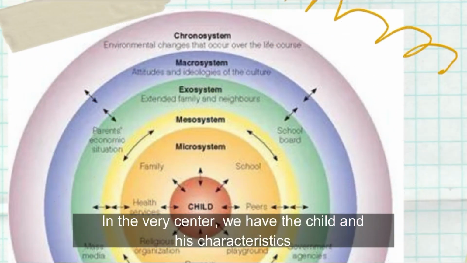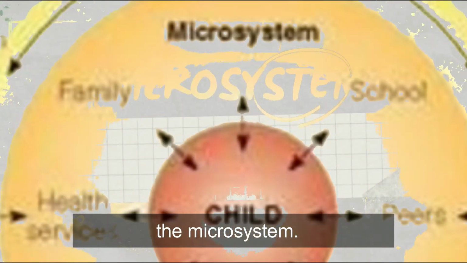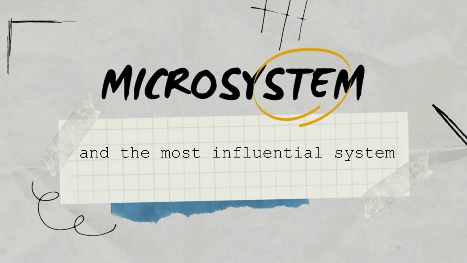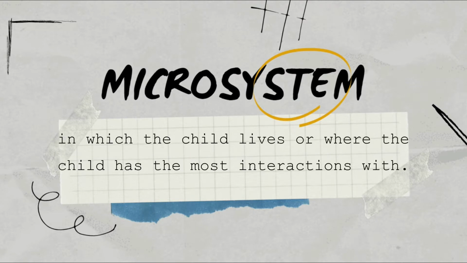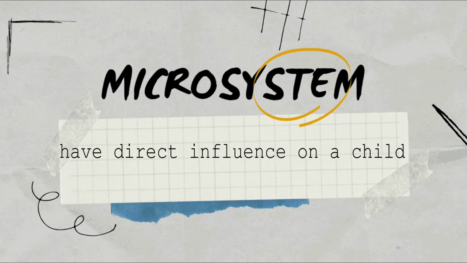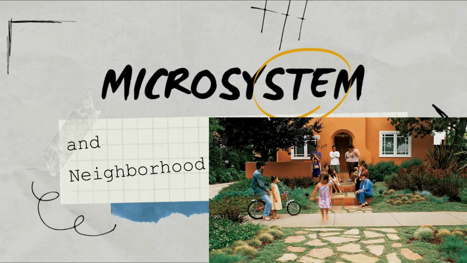In the very center, we have the child and his characteristics such as gender, age, and race. It is then followed by the first level of his theory, the microsystem. The microsystem is the most immediate environment and the most influential system, where the child has the most interactions. These environments or relationships have a direct influence on the child, such as home, family, peers, school, and neighborhood.